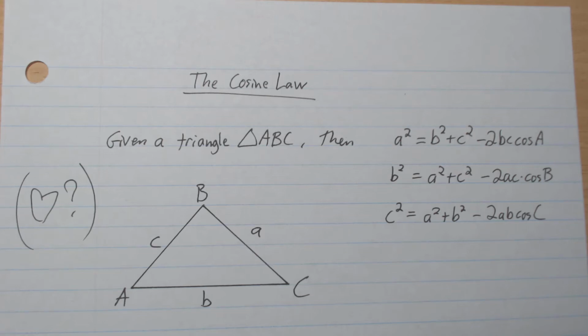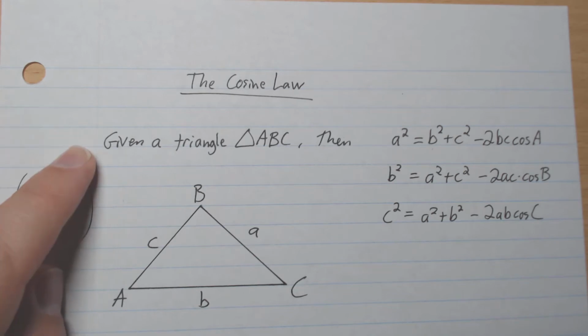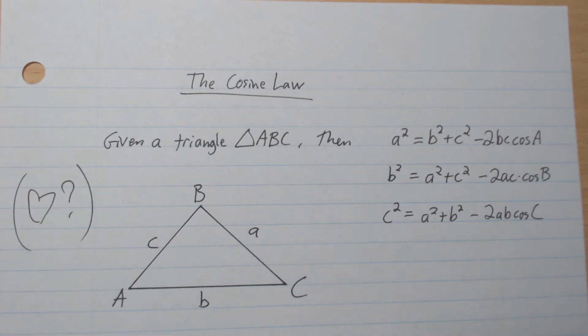Hey everyone, welcome back. Today we're going to study the cosine law. So if you're given a triangle ABC, then there's a relationship between the three sides and one of the angles. And so this is the relationship here.